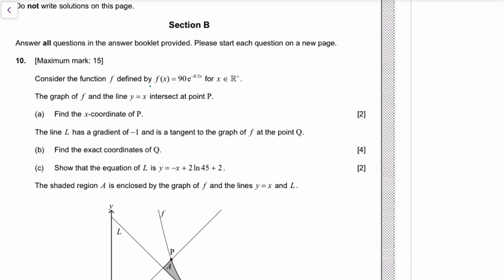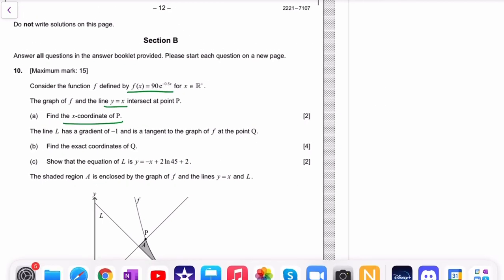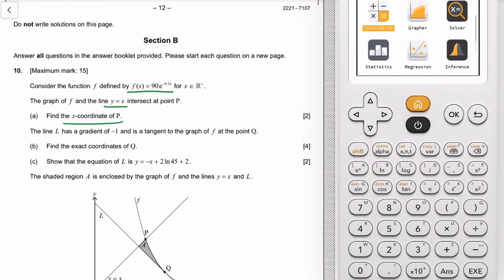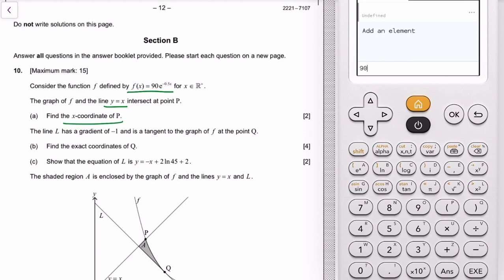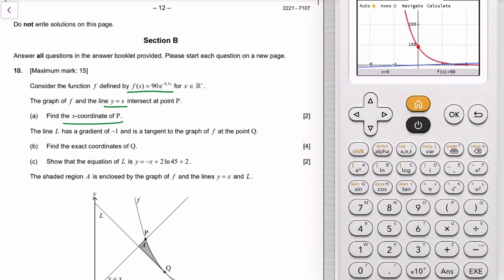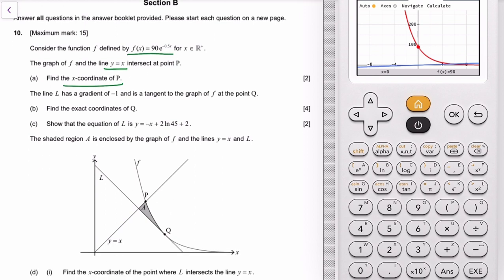Let's go. We have a function. We want it to intersect with y equal to x. That's obviously something your GDC will do for you. So it's 90 times e to the power of negative 0.5x and also x. So plot graph. The scale is quite bad.